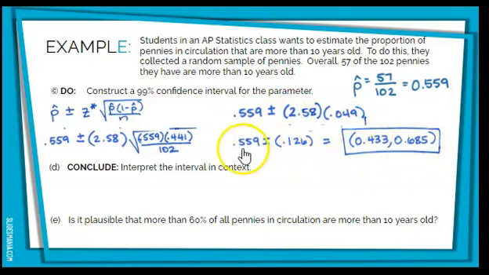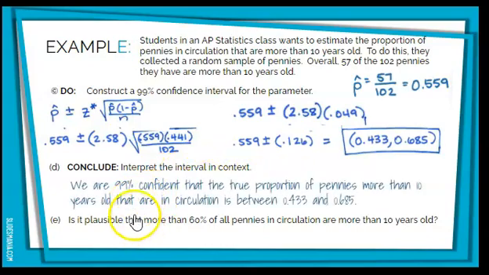At this point, I take the 0.559 and I subtract 0.126 and I get this. Then I start at 0.559 again and I add 0.126 and I get this value. Now this is all the work I need to show. That is all the steps in there. Now to conclude, I need to interpret the interval in context. We are 99% confident that the true proportion of pennies more than 10 years old that are in circulation is between 0.433 and 0.685.